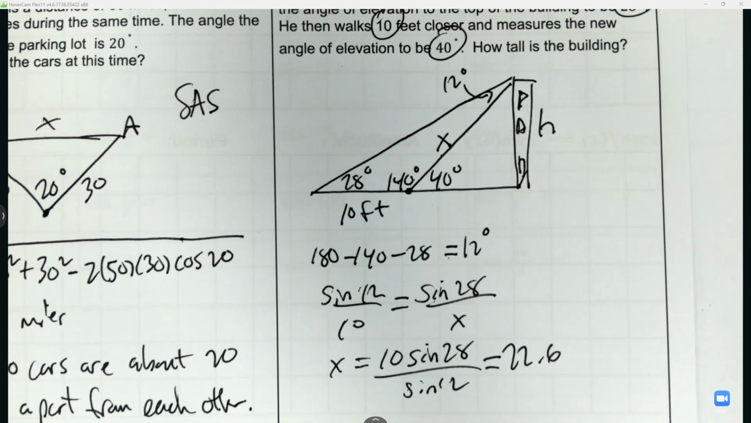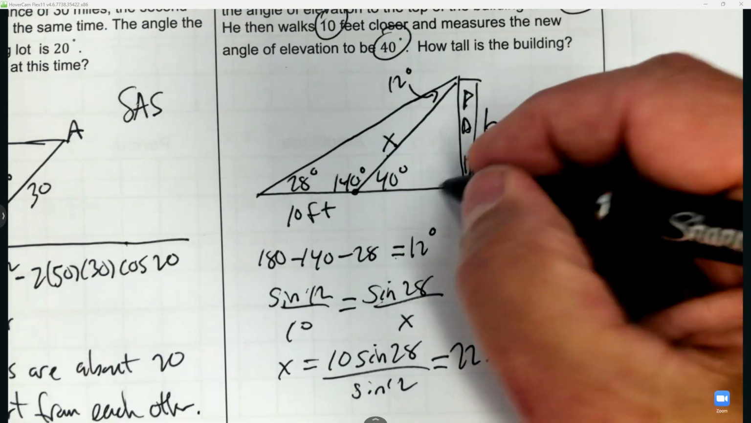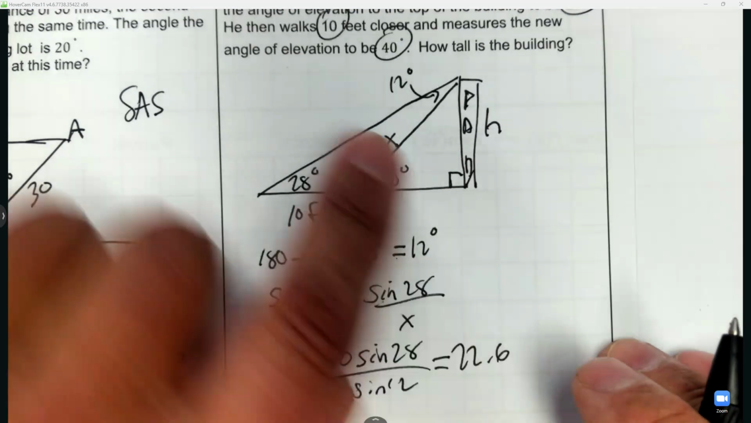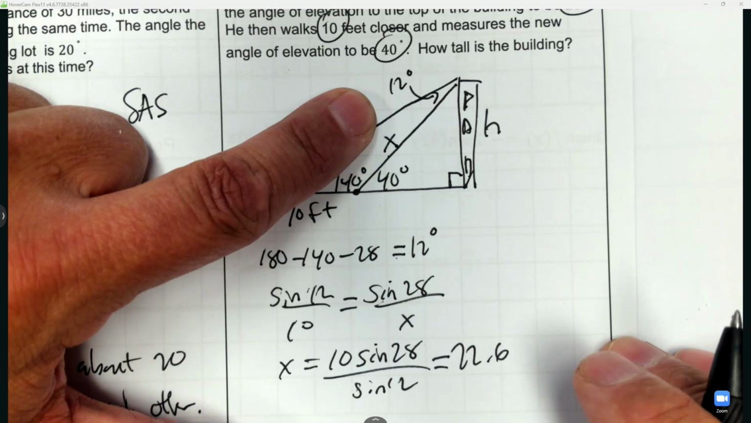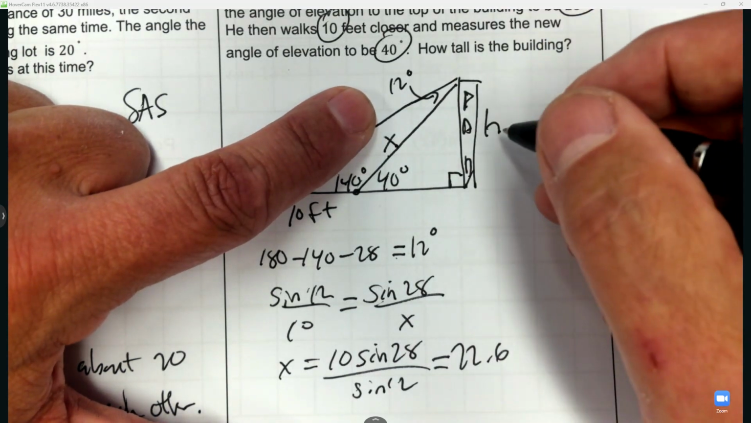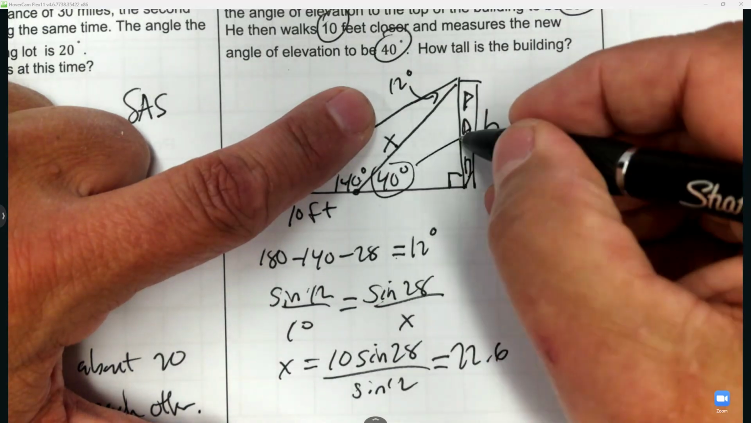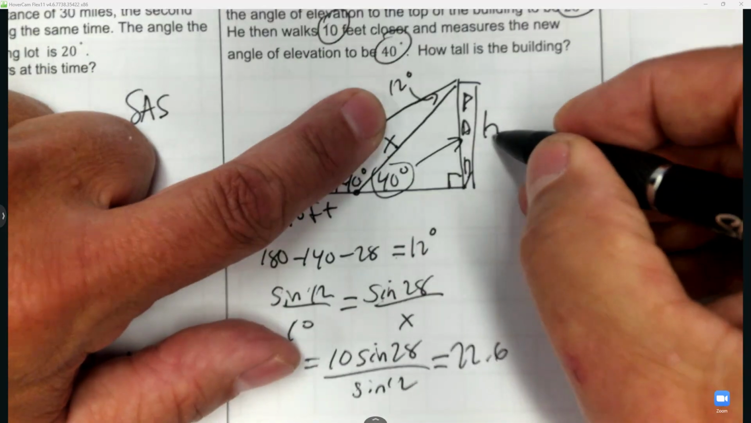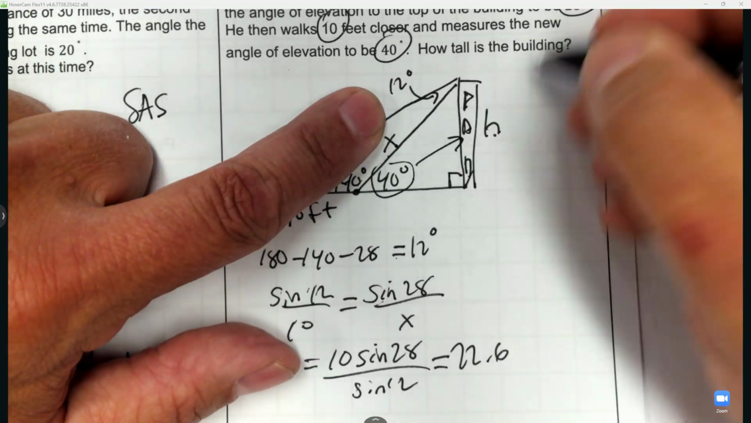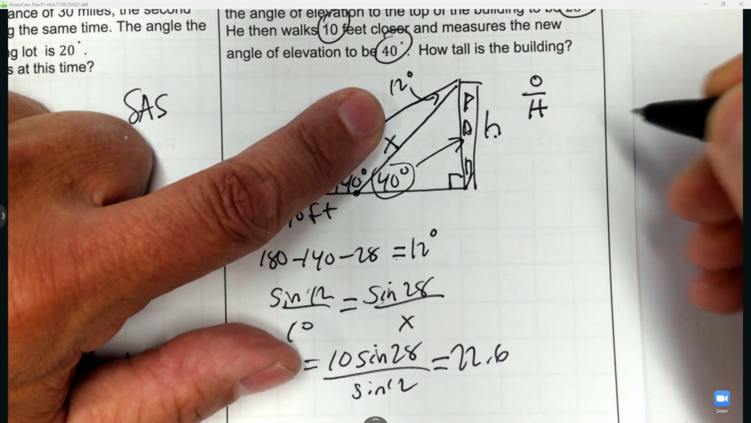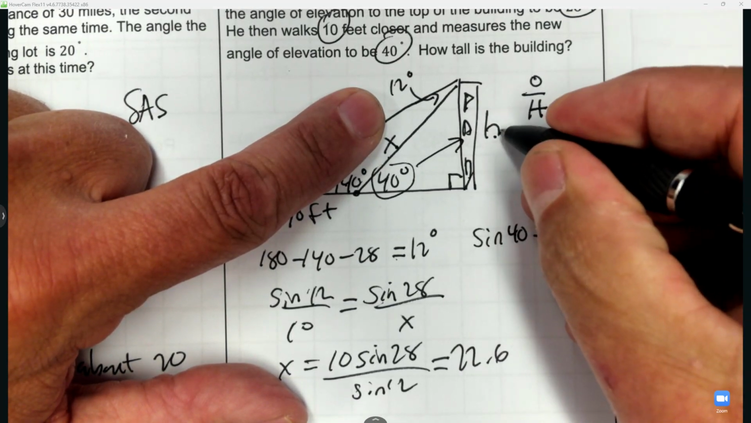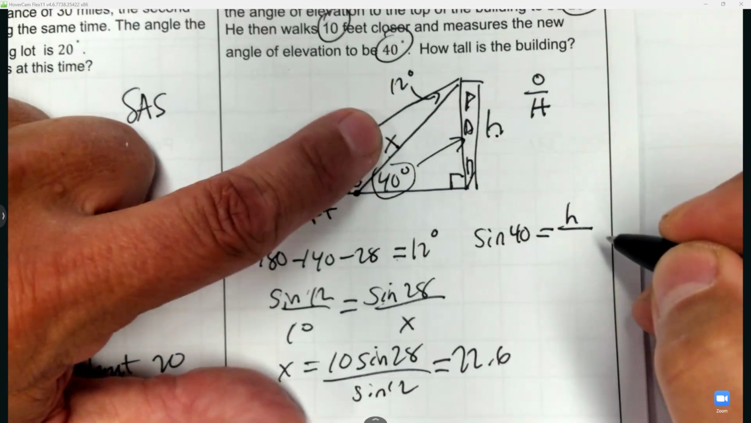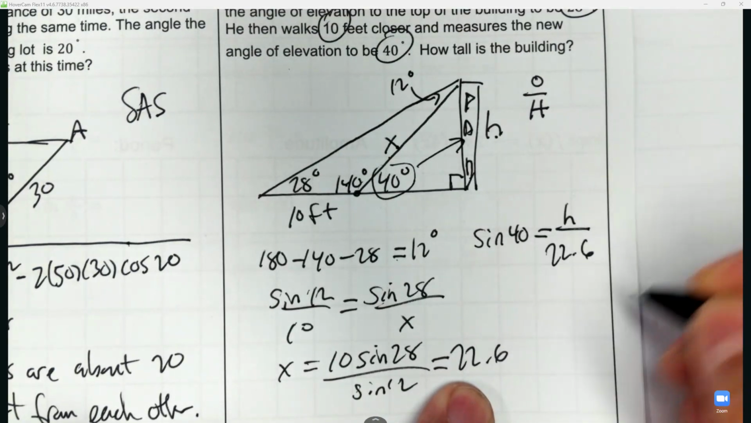So now that I know that's 22.6, I'm going to go back to this to solve for h. So now I know this side, and now I have a right triangle. So I am looking here. Here's my angle. What I want is the opposite of the angle, and I know the hypotenuse. So opposite over hypotenuse is sine. So I'm going to write sine 40 equals h over what x is, which we said was 22.6.